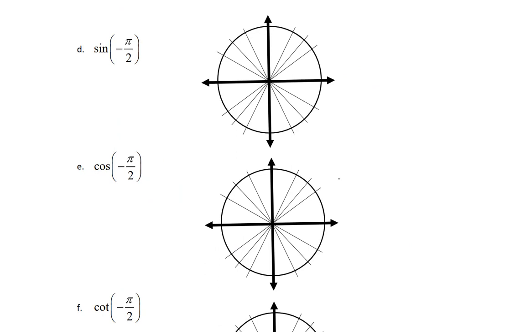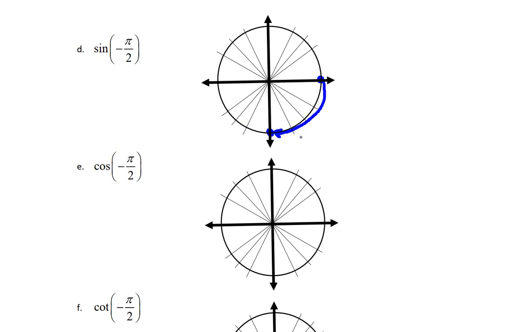Example D will be the sine of negative pi over 2. Again, we'll start in standard position at 1, 0 on the right side. Negative pi over 2, remember negative is in the clockwise direction, and pi over 2 is 1/4 of the circle, as you may recall. Positive pi over 2 would be going up through quadrant 1, 1/4 of a circle. So negative pi over 2 means we're going the opposite direction, and we'd stop at the bottom of the circle.